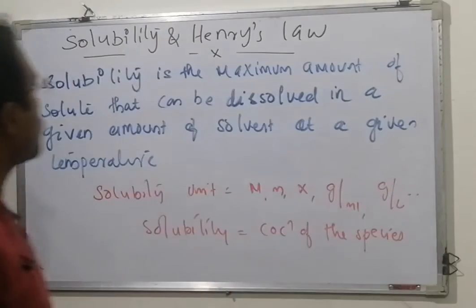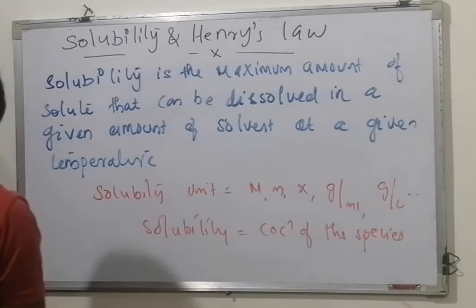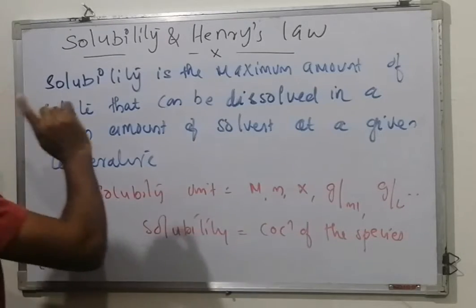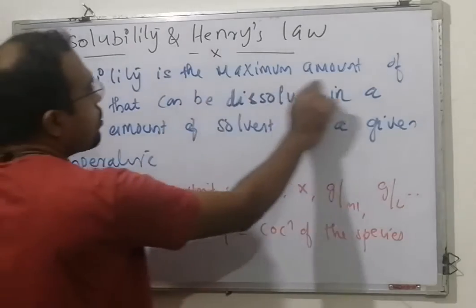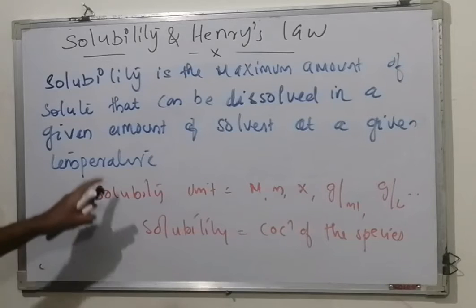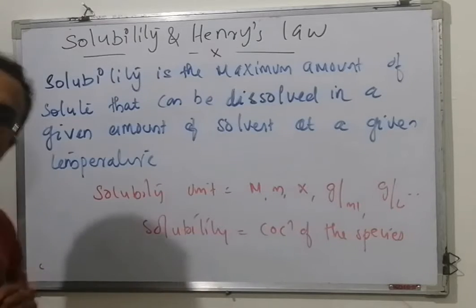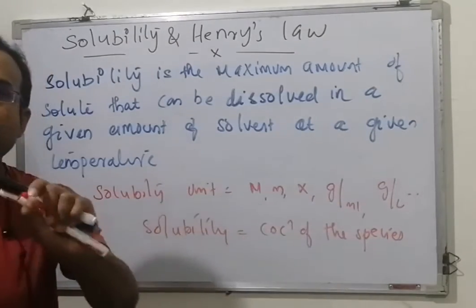Okay, dear students, solubility is the maximum amount of solute. You underline that word, maximum amount of solute that can be dissolved in a given amount of solvent at a given temperature. When temperature changes, solubility changes. That is why temperature is specified here.